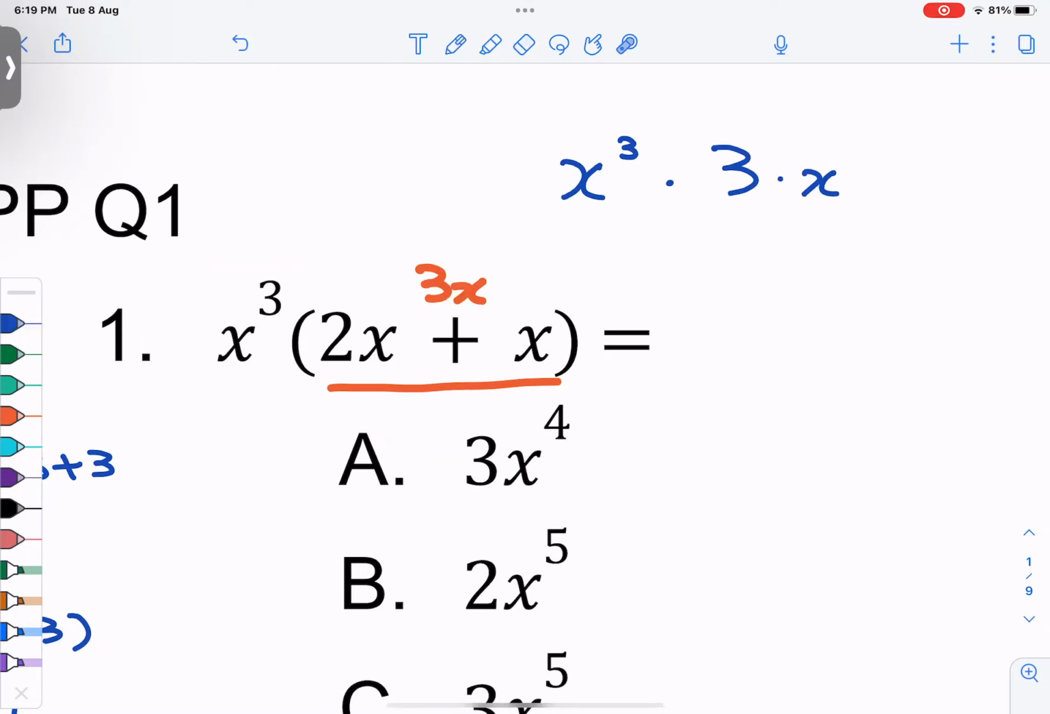If it's stuck together, that means it's a times. So it's up to you if you write the dot or not. And it's a habit to have the number in the front. So let's move the numbers to the front and unknowns at the back.